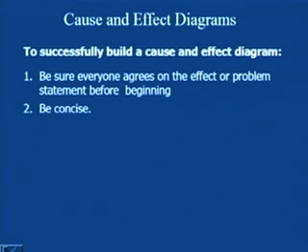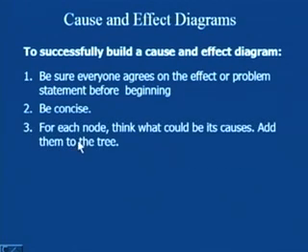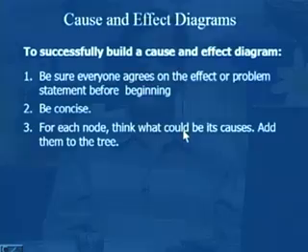And second is, be concise. Third point is, for each node think what could be its causes. Once you have identified, say for example, that man is the primary reason, then find out what the other reasons are. It may be education, training, skills, or motivational aspects. All these factors are not there, because of that the problem is there.